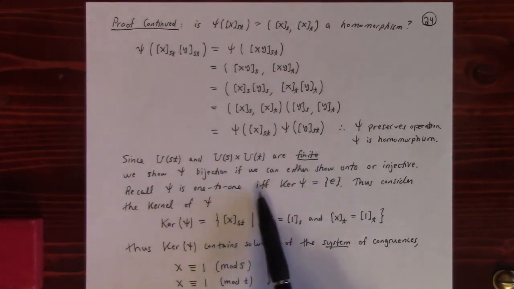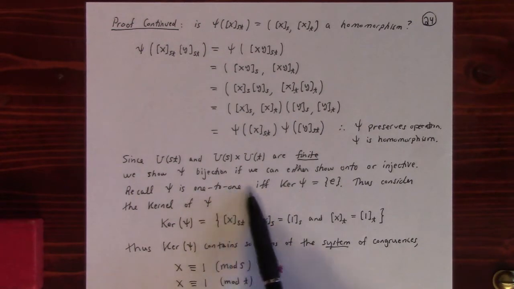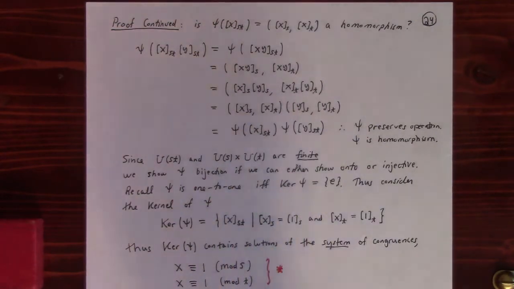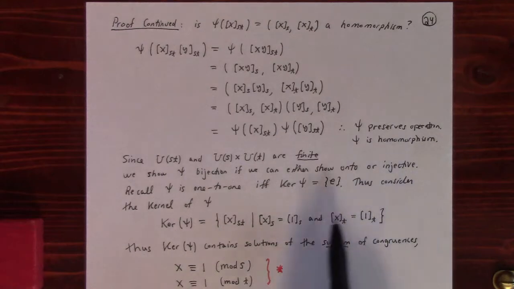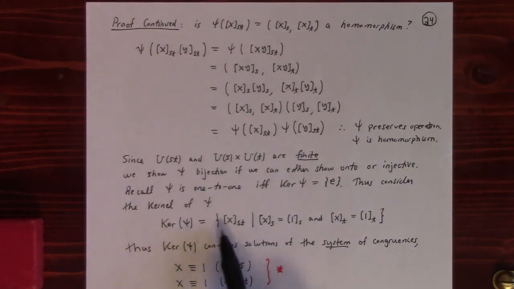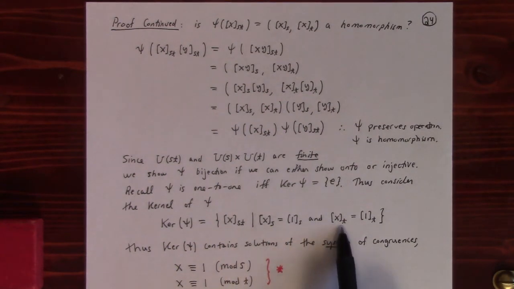Recall psi is 1 to 1 as a group mapping if and only if the kernel contains just the identity. Therefore, we can just calculate the kernel. Well, what's the kernel? The kernel of psi is the equivalence classes mod st such that x is equal to 1 mod s and x is equal to 1 mod t, right?